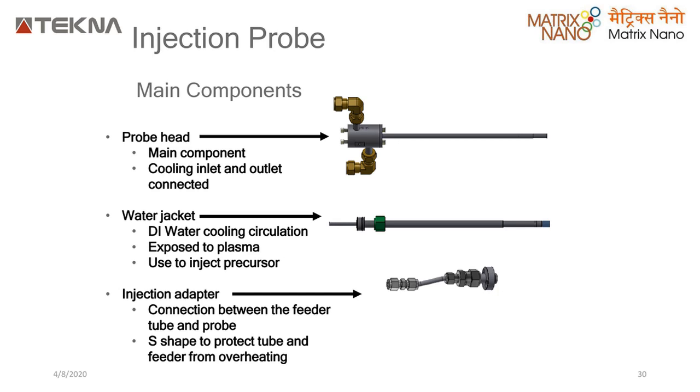Now the main part which I'm talking about is your injection probe through which your powder comes. This is considered as also the source of your powder feeding. Now you have a standard probe head which has two main components.